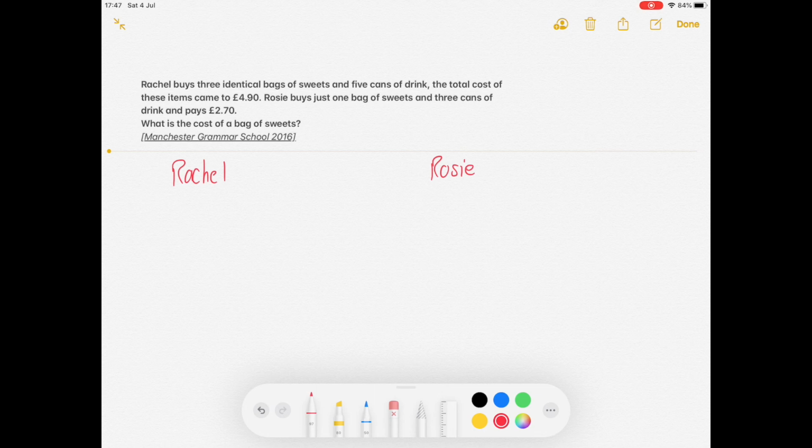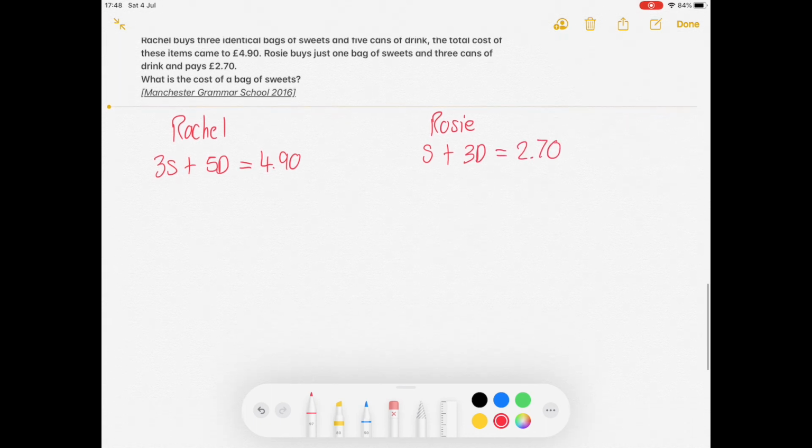So for Rachel, she buys 3 bags of sweets and 5 cans of drink. If we call sweets S and drinks D, we can call this 3S plus 5D equals £4.90. And similarly for Rosie, S plus 3D equals £2.70. Okay, so remember for our elimination, we want to label our equations first. 1 and 2. Okay, so we want to make sure that the coefficients for one of our variables is the same. Looking at this, which variable would you choose?